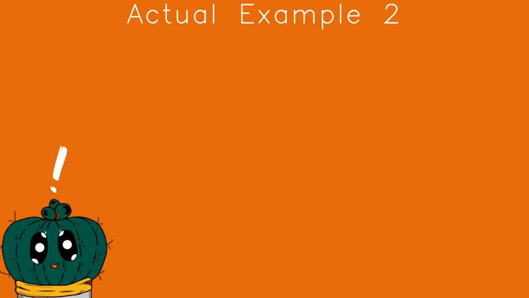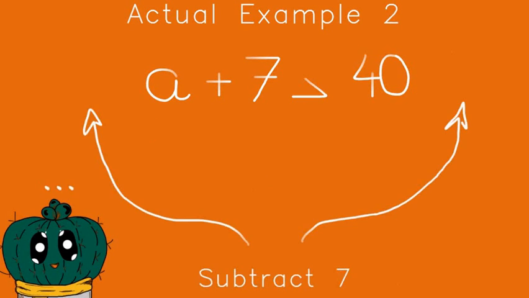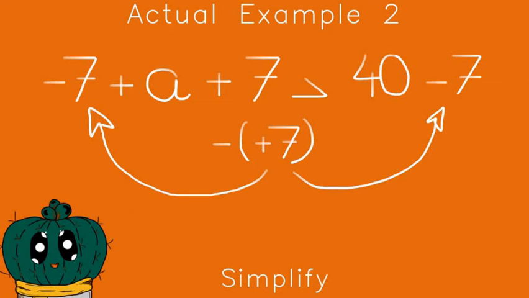Let's go through another example. Let's say you're given the following example: a plus 7 is greater than 40. Let's say you want to find out the value of a. How do you do that? You could do that by subtracting 7 on both sides, so that you can get rid of the 7, which is right beside the a. It is going to be -7, because we are subtracting +7. -1 times +7 is just going to be equal to -7.